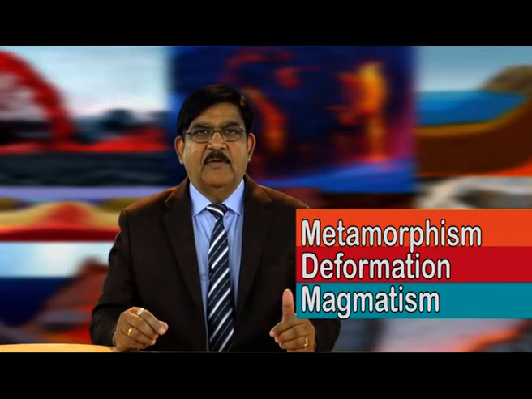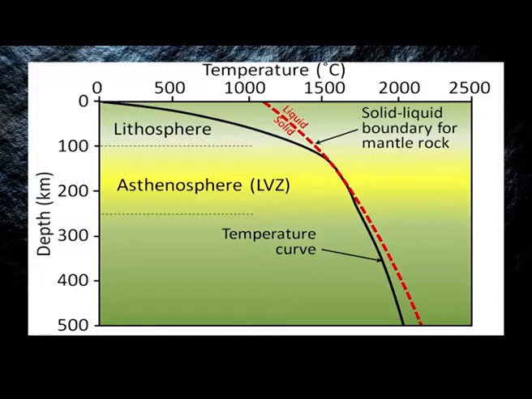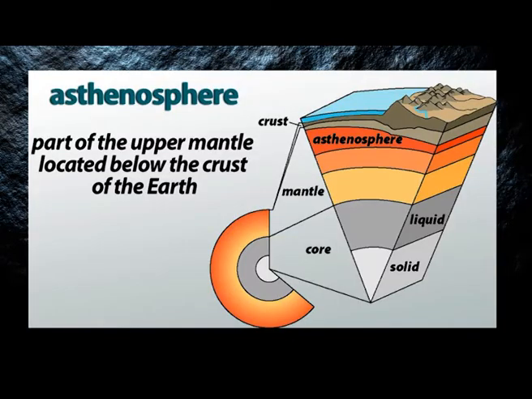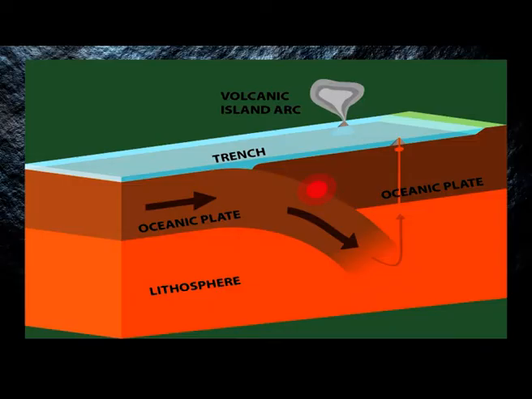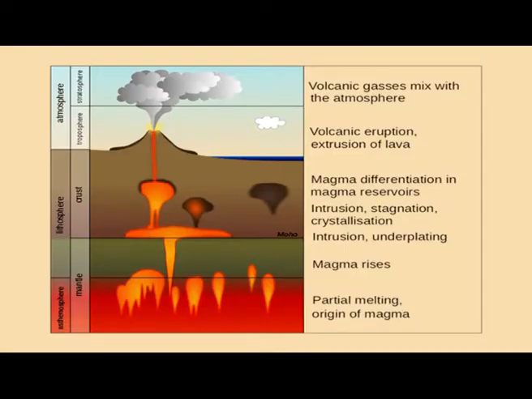Deformation and magmatism are the three main internal processes within the earth. It is known that melts of basaltic composition are generated in the low velocity zone, also called the asthenosphere, which is nearly 70 km under the oceanic crust and nearly 180 km under the continental crust. Other source regions of basaltic magma are divergent and convergent lithospheric boundaries.